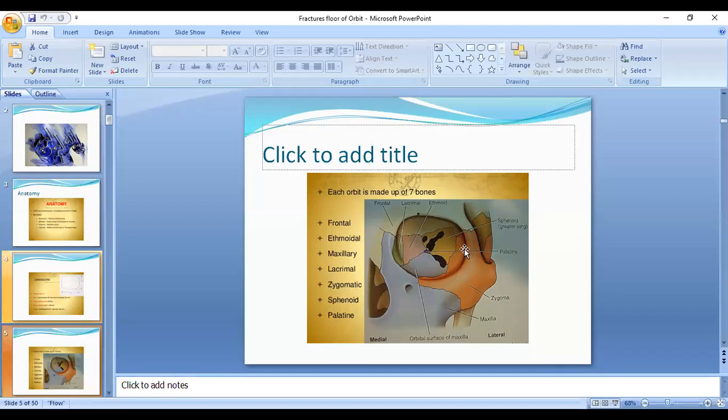So we have the frontal process of the zygomatic bone and the zygomatic process of the frontal bone. And here we have the maxillary bone and so on and so forth.